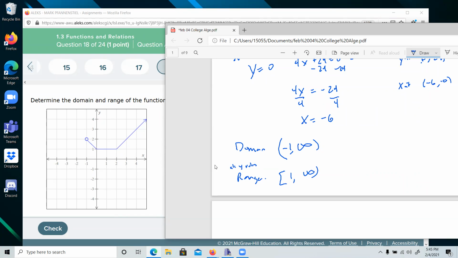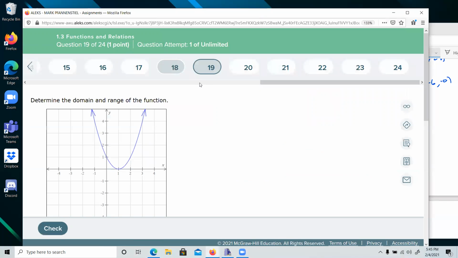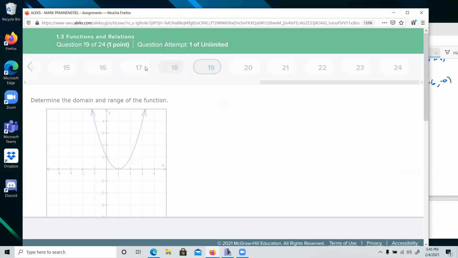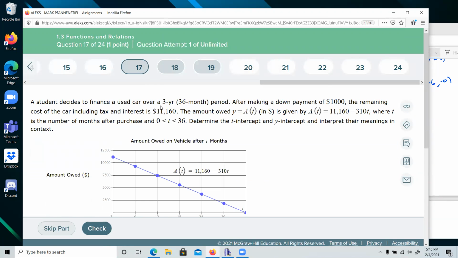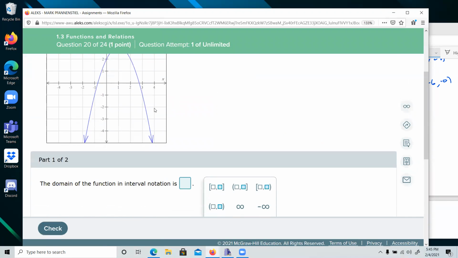Okay. Let's see if 19 gives us a very similar problem. How about 17? Does 17 give us a problem like that? 20? Okay, we can do that one.